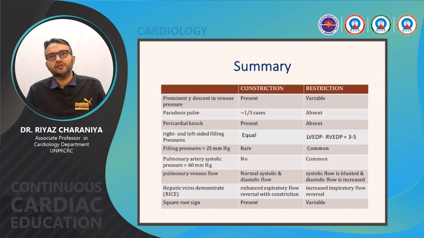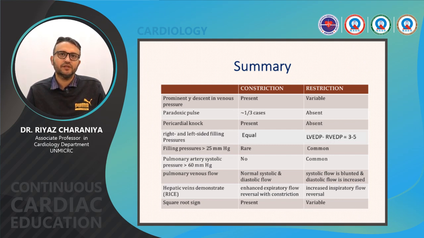The pulmonary artery systolic pressure, if it's more than 60, it favors RCMP. In pulmonary venous flow, the systolic flow is blunted and the diastolic flow is increased in RCMP, that's restrictive cardiomyopathy, but there is normal systolic and diastolic flow of pulmonary venous flow in constrictive pericarditis.